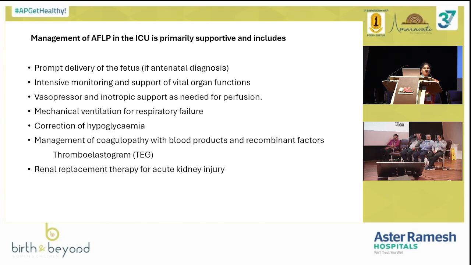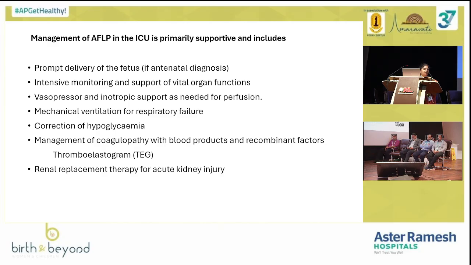So it includes prompt delivery of the fetus. Coming to the mode of delivery, which mode to choose, whether vaginal delivery or cesarean section? It depends on the maternal and fetal factors. Depending on that, we can plan either vaginal delivery or cesarean section. But whichever is the mode of delivery, we have to keep our coagulation factors ready, because our target is to maintain platelets at least 50,000, and we have to maintain INR of around 1.5 before going for the delivery by giving platelets and FFPs. Otherwise, the chances of bleeding will be very, very high.